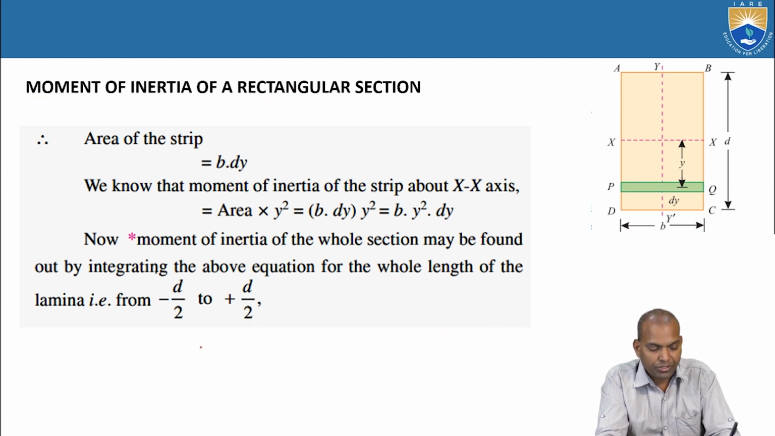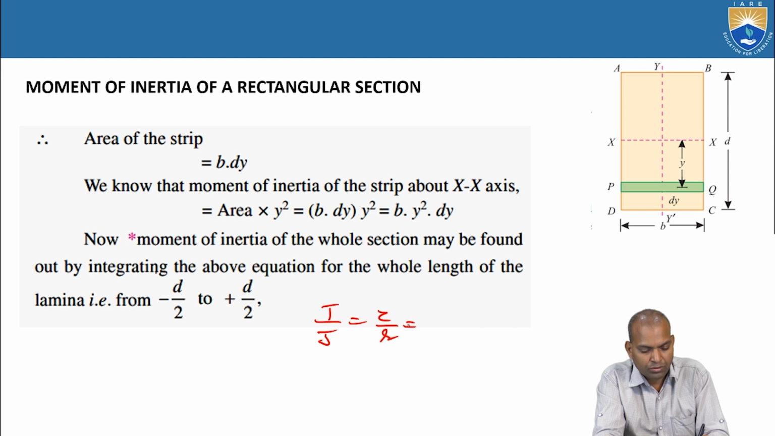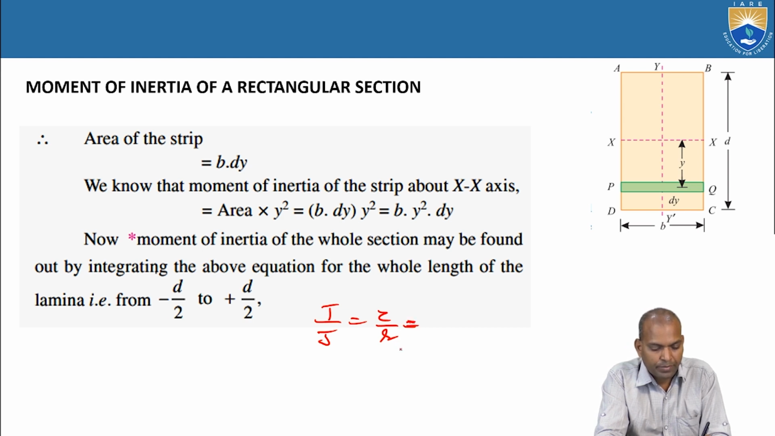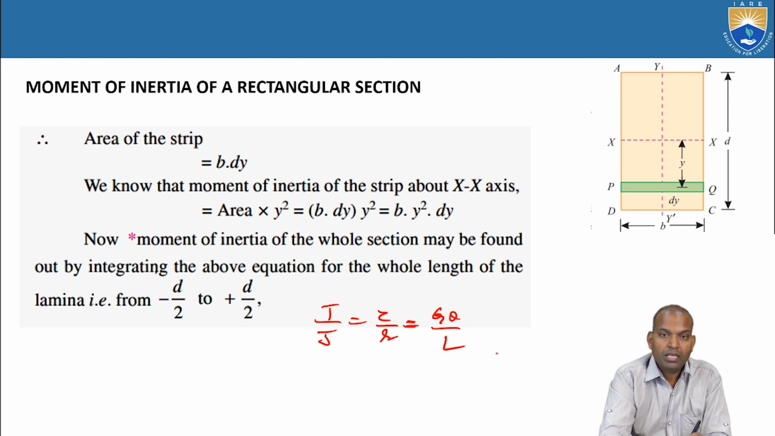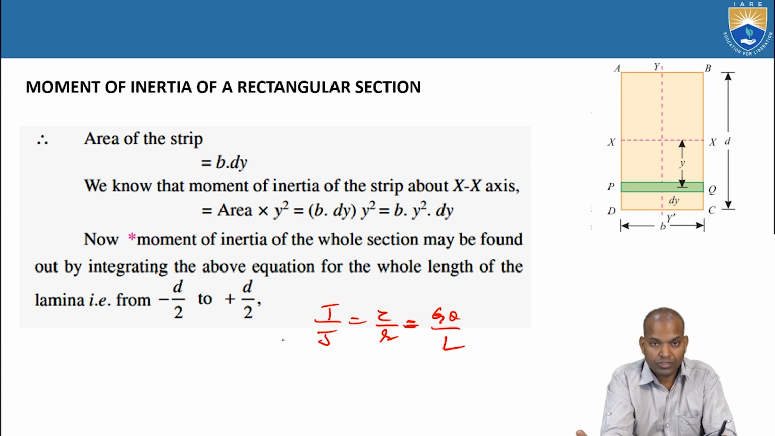How to calculate, how it will be useful to find out the modulus of rigidity. That is T by J equal to tau by R equal to G theta by L. This expression is known as the torque equation. Yes, we'll study it in strength of materials.